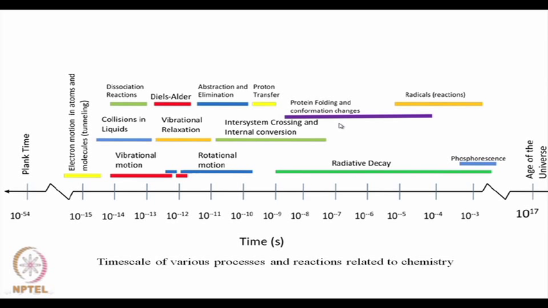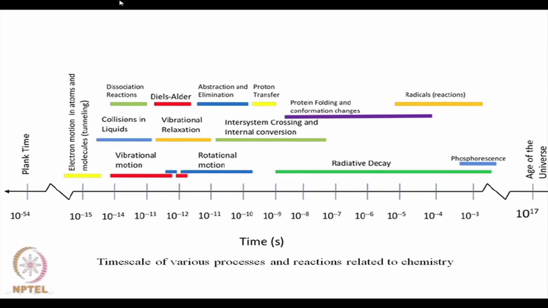It is again a red process. Protein folding means biomolecules, they are biopolymers having a specific sequence of amino acid residues. When this biopolymer is present in solution phase, it is folded in a definitive pattern. It has got a folded three dimensional structure.